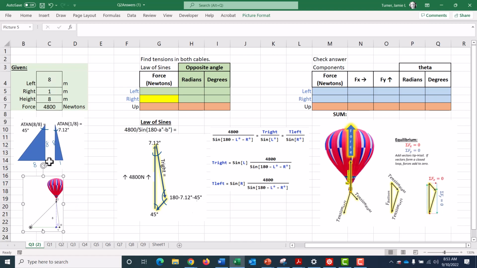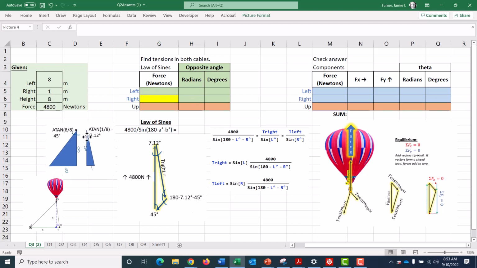So what's given is how far to the left one of the cables is, how far up the balloon is, how far to the right. And these are the length of the cable, not the length of the force. Those are two different vectors. They're at the same angle, but they're different magnitudes, they're different lengths.